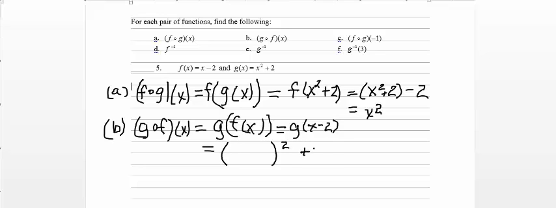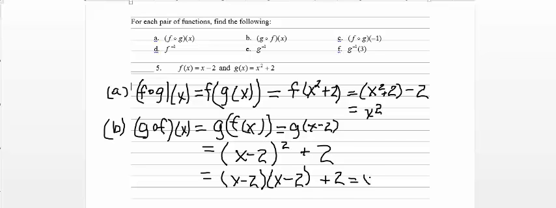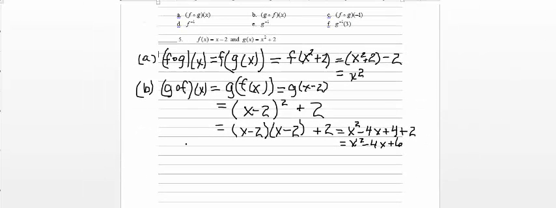Let's find g of f of x. That's basically going to require me to put x minus 2 into g. g takes its input, squares it, and adds 2. So when we square x minus 2, we get x squared minus 4x plus 4, and then we need to add 2 to that, and we get x squared minus 4x plus 6.